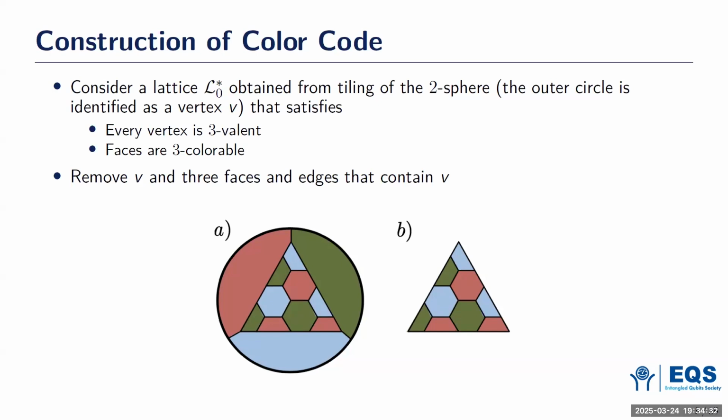This tiling should satisfy two conditions. Every vertex is three-valent, which means it is connected with exactly three vertices. Every face should be three-colorable, which means all adjacent faces should have different colors. Then remove the vertex V, which is the outer circle, the three faces that contain V, and the three edges that contain V. Then it becomes like figure B.